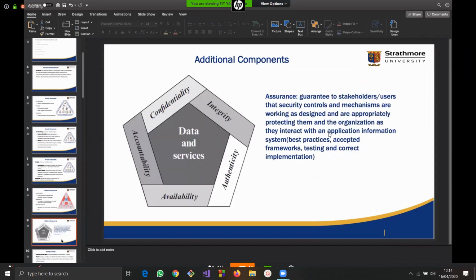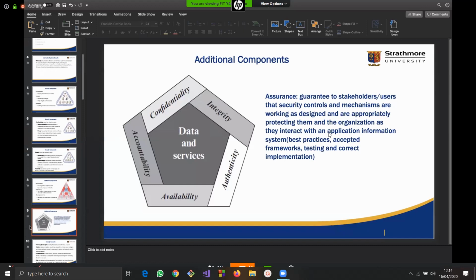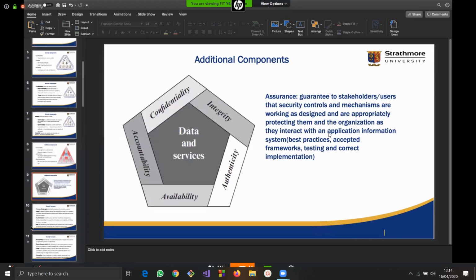Okay. So assurance is more or less guaranteeing that all the other components are achieved. Yeah?